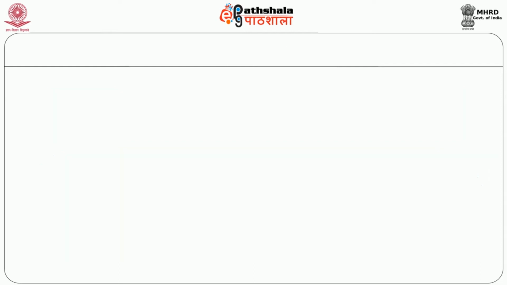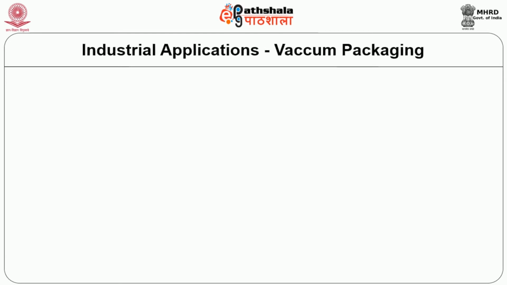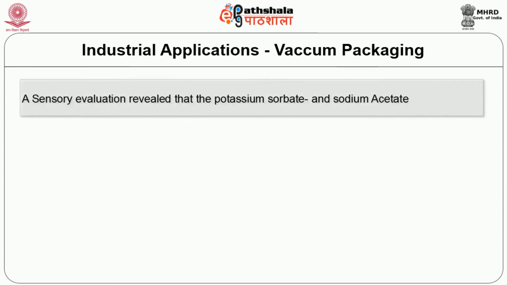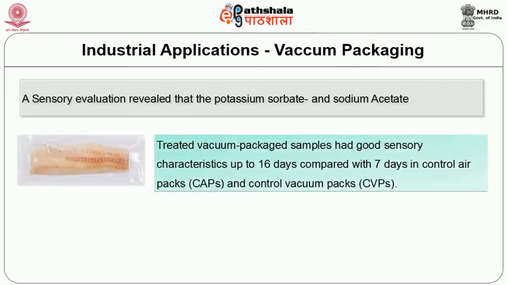Next, we are going to see the industrial applications. First one is vacuum packaging. A sensory evaluation revealed that the potassium sorbate and sodium acetate treated and vacuum packed samples had good sensory characteristics for up to 16 days, compared with 7 days in air control packs.